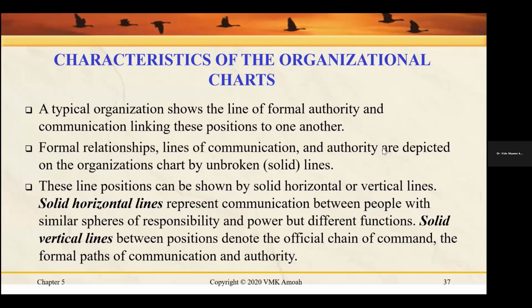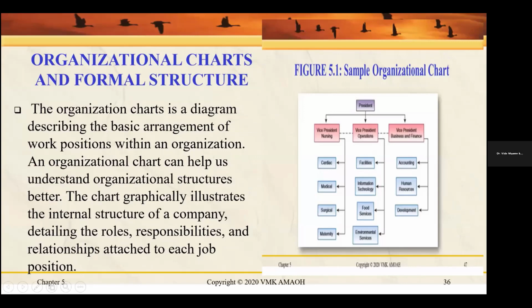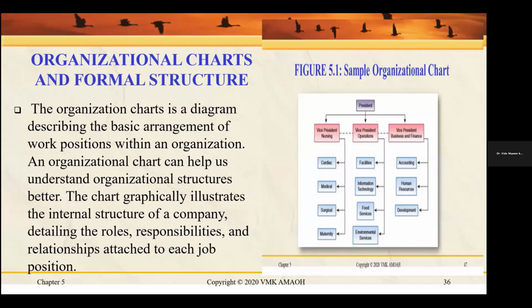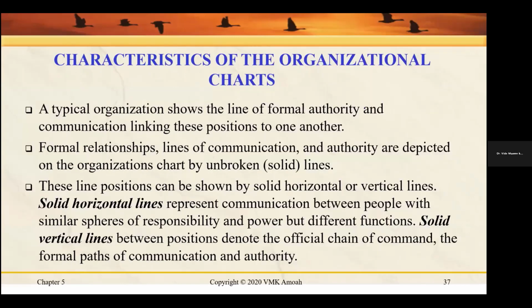We also have the formal relationships. The lines of communication and authority are depicted on the organizational chart by what? Unbroken lines. We have some broken lines and also unbroken lines. These lines between positions can be shown as solid, horizontal, or vertical. You can see the horizontal lines and also the vertical lines in the organizational charts that we have.